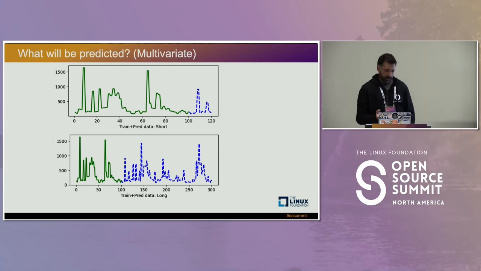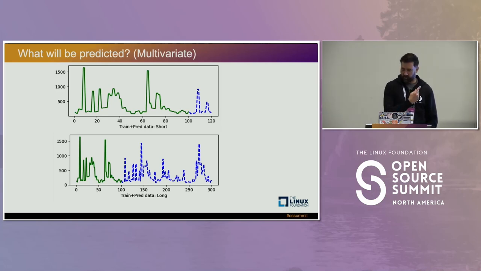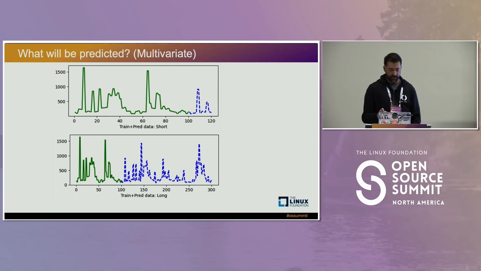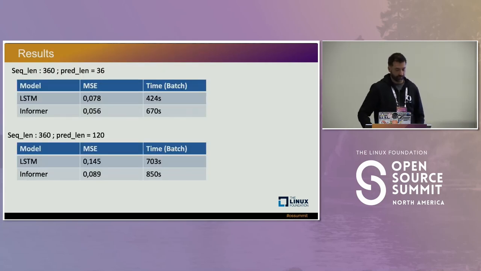Just to explain what we are doing, this is just one feature, of course, but we are taking 100 data points from the past, which is the green line, and we are predicting the blue line or the dotted blue line. We will do a short prediction, and we also will do a long prediction, right? I would like to see how it works with both of them.